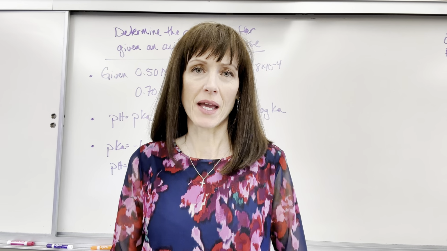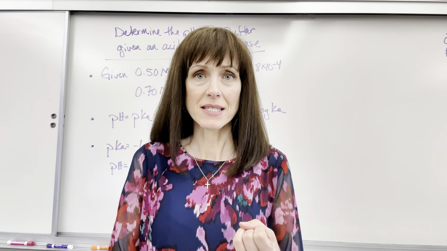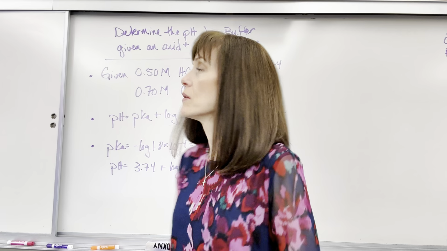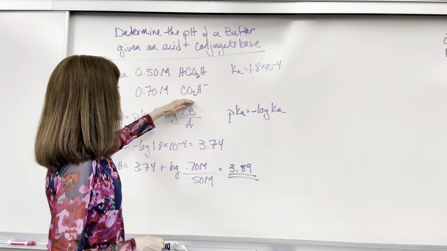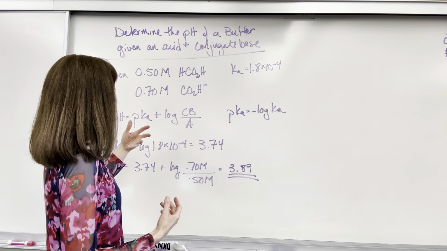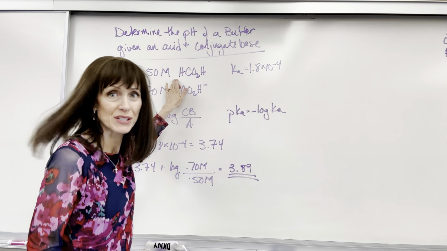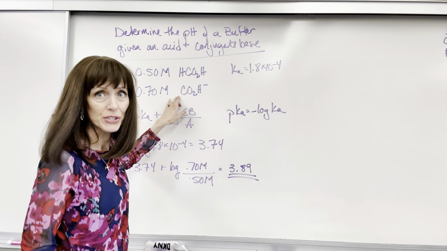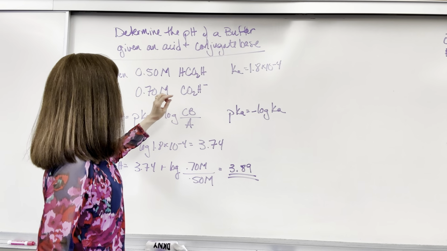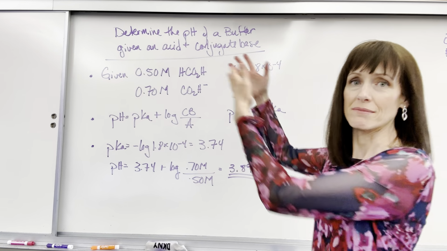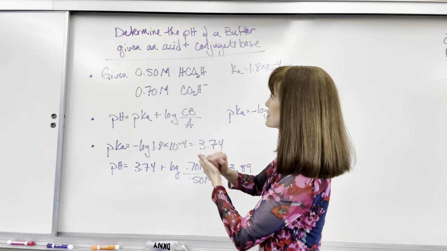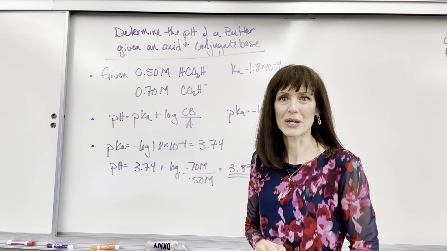Let's determine the pH of a buffer given the acid and its conjugate base. Remember, the acid is going to donate the hydrogen, the base is going to accept the hydrogen. So here's our acid, formic acid, there's its conjugate base, and this is formate, a formate ion. So given, I have 0.5 molar of my acid, 0.7 molar of my conjugate base.